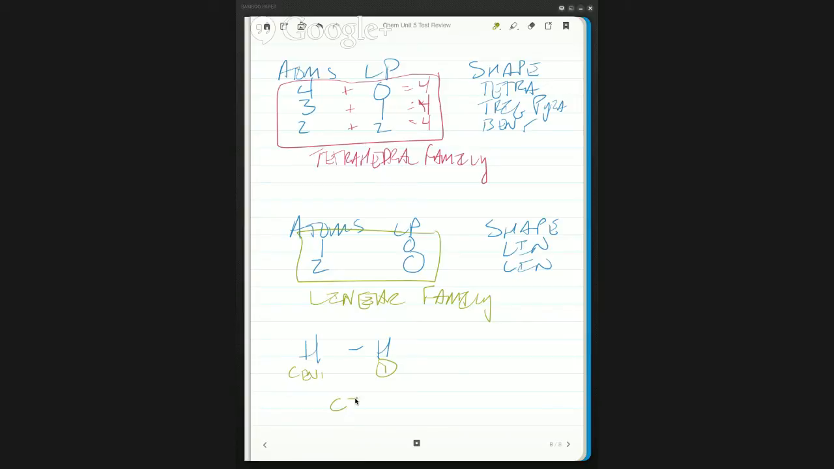If you said CO2, we're going back to CO2 because it's everywhere. C double bond O, double bond O. So C is the central atom, and then this oxygen is 1, this oxygen is 2. There's 2 atoms, no lone pairs on the central atom, it's linear. So really, if you just break it down and take a look at things.